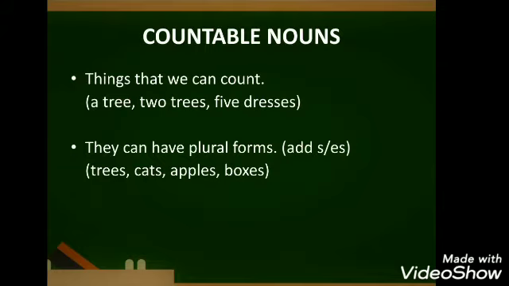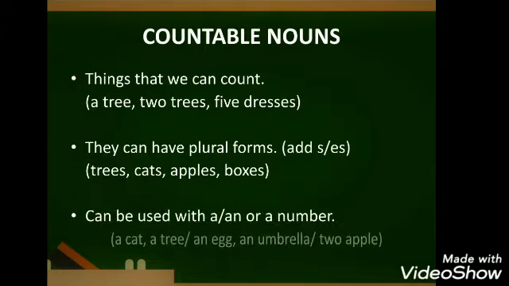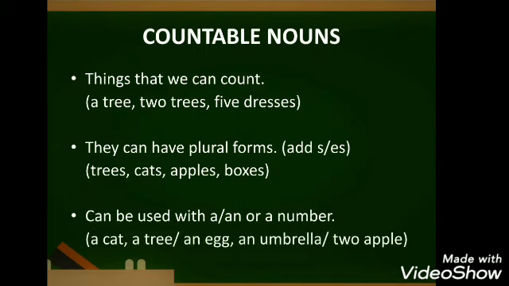The third point is, countable nouns can be used with a or an or a number. For example, a cat, a tree, an egg, an umbrella, 2 apples. So here we have used a with a noun, an with a noun and also number with a noun, as we have used earlier in the previous examples as 2 trees, 5 dresses.